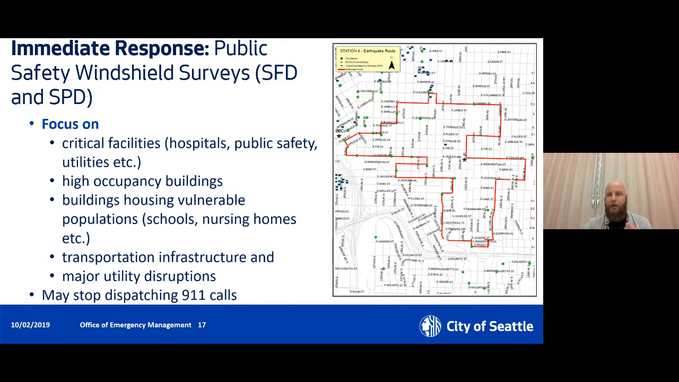If it's 2 in the morning, then the high rise office building may not be as high a priority as if it's noon on a Wednesday. Buildings housing vulnerable populations, so schools, nursing homes, things like that. Transportation infrastructure, so roads, key bridges. And these routes that they go, while they have them mapped out, they're also going to be dictated by what is accessible, and they're going to adjust as they need to. And then they're going to be looking for major utility disruptions.